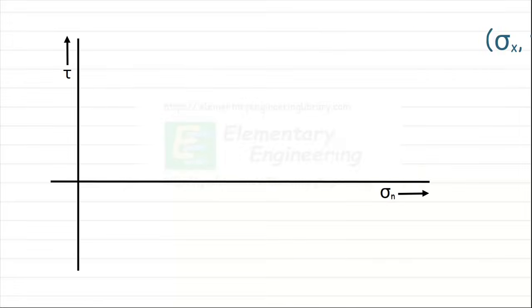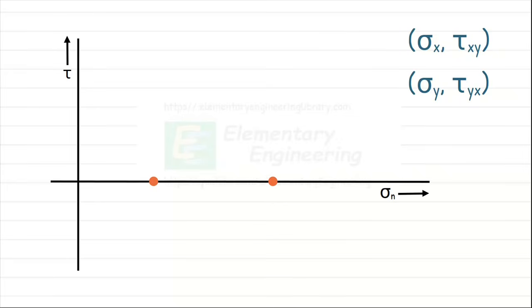We begin with two known stress points. We mark sigma x and sigma y on the normal stress axis, assuming sigma x is greater than sigma y. Note that tau xy and tau yx are equal in magnitude but opposite in direction. So tau xy is equal to minus of tau yx. So these 2 points lie vertically opposite to each other.